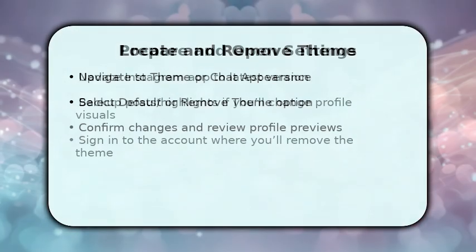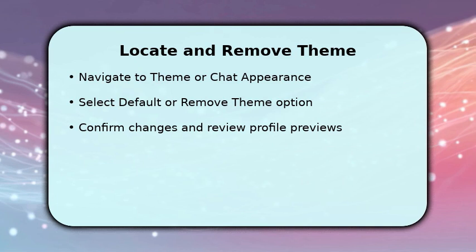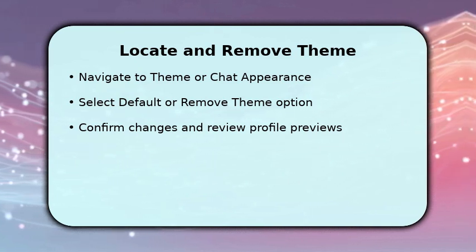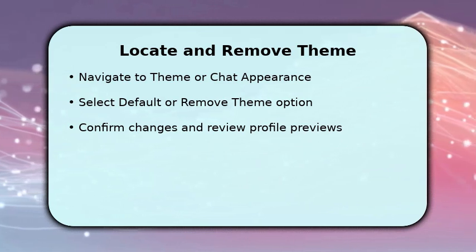Now you'll locate the theme control. In Settings, look under Theme, Appearance, or Chat Settings depending on your app version. Tap that entry, then choose Default, Light, or Remove Theme. Some versions show Remove or Reset to Default.